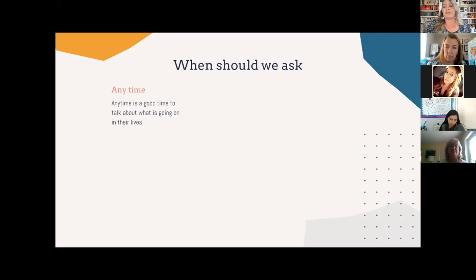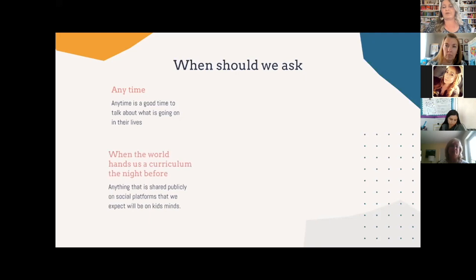So when should we do this? Well, anytime, first of all, but also when the world hands us curriculum the night before. What I mean by that is when something has happened and the kids want to talk about it. For a lot of us, that was 9/11, right? We were at school when that happened. Not one of us was going to go in there and learn anything about math that day. We needed to talk. We wanted to address and share what was going on in our minds, and process it. Sometimes the world hands us some curriculum.